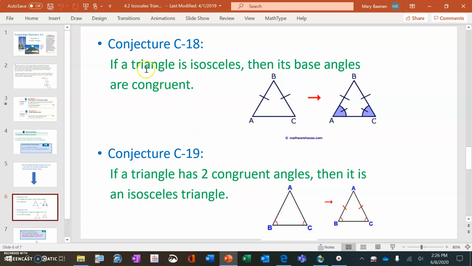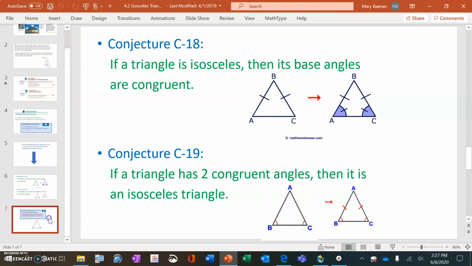The first one says, if a triangle is isosceles, then its base angles are congruent. So here is my drawing of this. Two sides are equal. That tells me that the two base angles are equal. Conjecture number 19 says, if a triangle has two congruent angles, then it is an isosceles triangle. So these should be added onto your conjecture list with the sketches that go along with them.